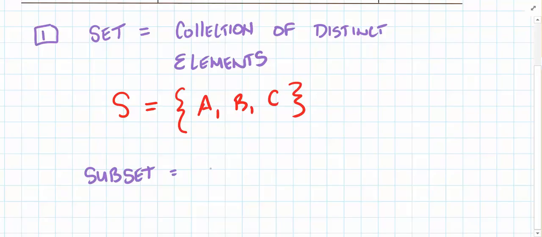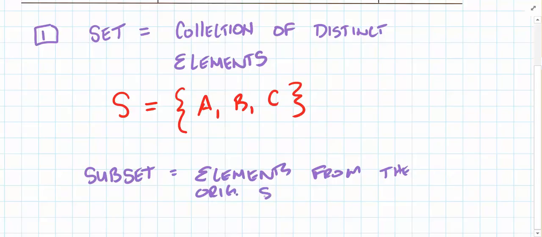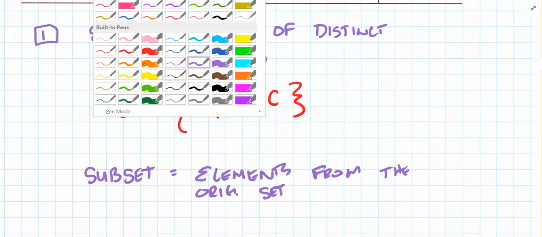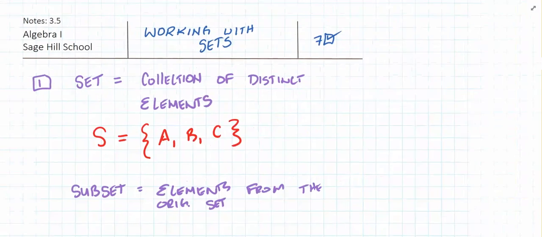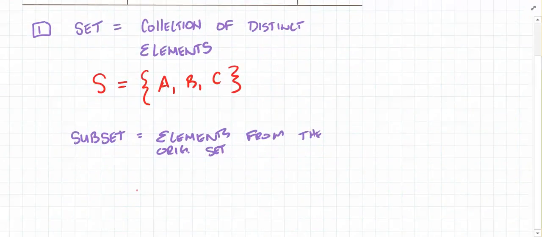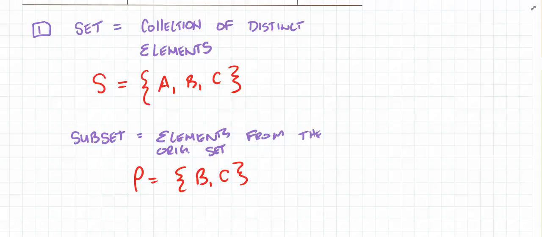A subset are elements from the original set. Right? Elements from the original set. So as an example, a subset to my set S over here could be this. I could say a subset P is just B and C. See that? Or just C, right? So a subset is just elements from the original set.